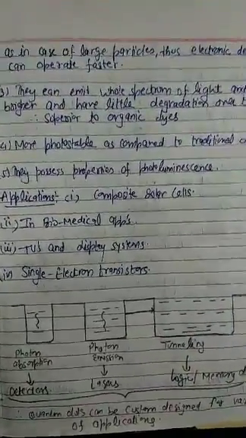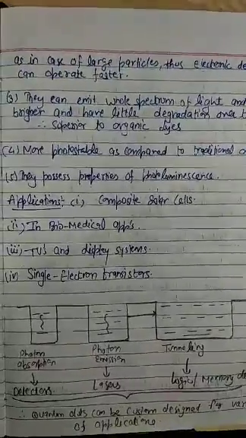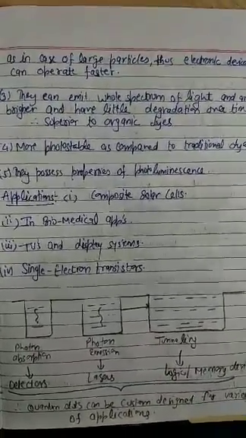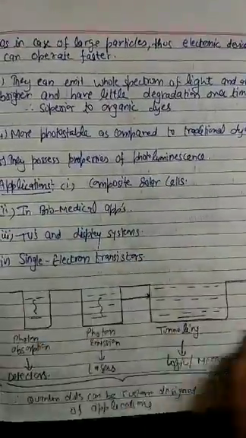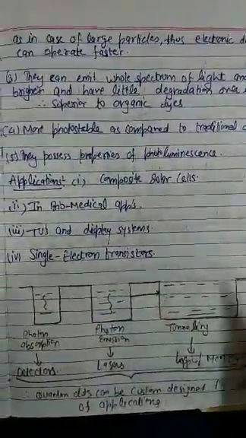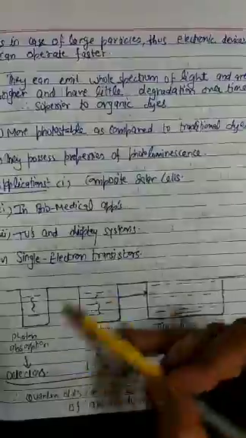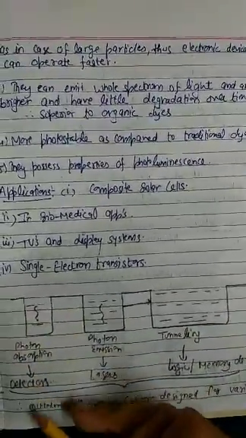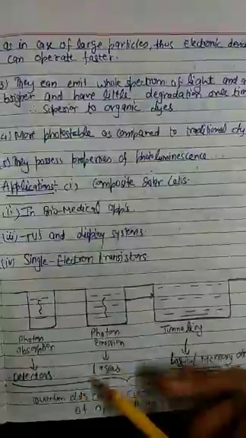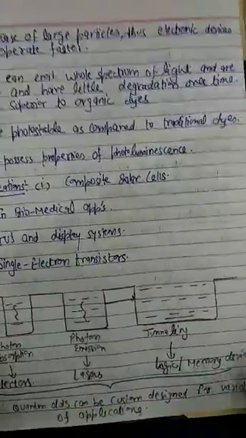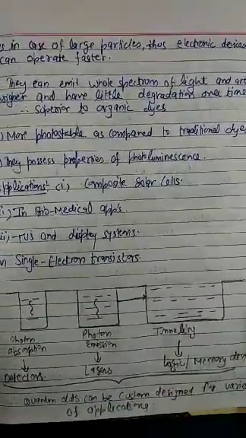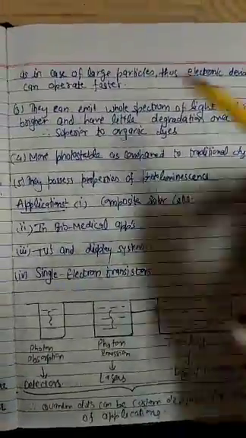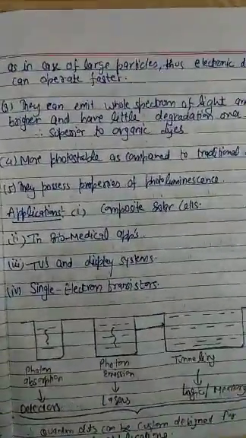What are the potential applications? There are composite solar cells, biomedical applications, TVs, display systems, and single electron transistors. These are the potential applications we are looking at, through either photon absorption, emission, or tunneling. By absorption they can be used in detectors, by emission they can be used in lasers, and by tunneling they can be used in memories and so on. So quantum dots can be custom designed for a variety of applications as per the desired requirement.